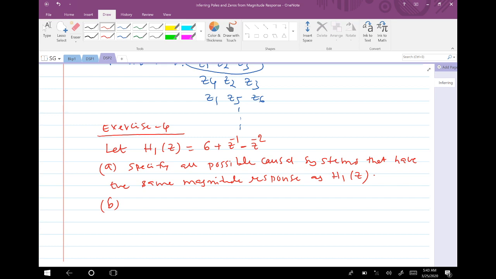As h of z, of course they will not have the same phase response. Although the resulting systems have different phase responses, let's not worry about the phase response at this point. So that's the first part of it.